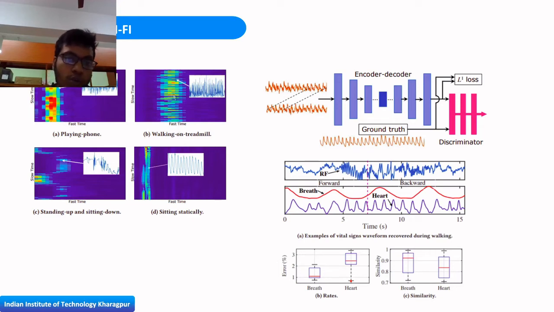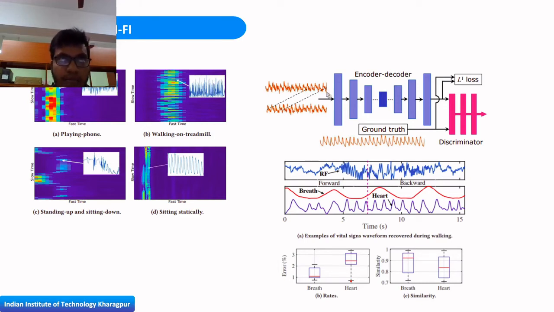Okay, so this slow time waveform is plotted here, and here the authors tried to capture these temporal variations. For sitting up and sitting down, there will be periodic motions, or walking on a treadmill will have certain periodic motions. So using this encoder-decoder network, they tried to capture this small-scale periodic movement of that user.